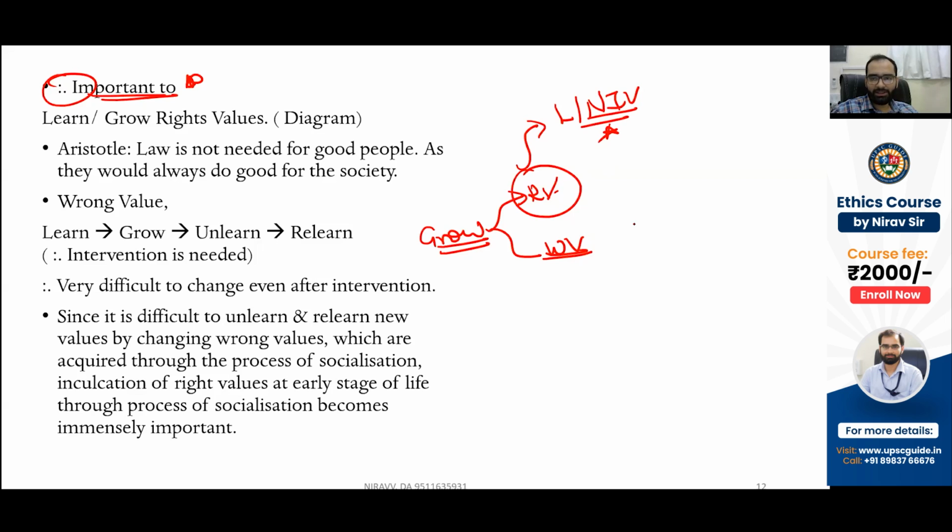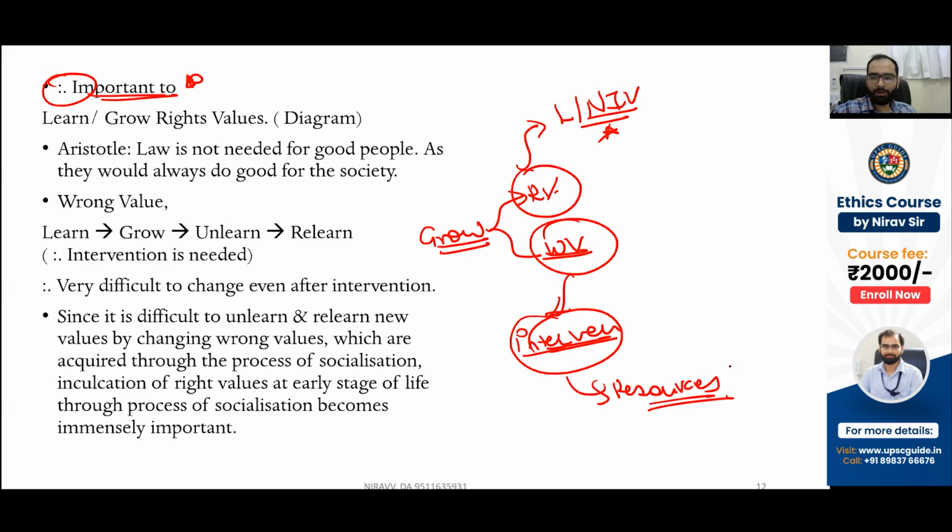But my friends, if you have got wrong values, then major intervention is needed. Are you understanding? And for this intervention, resources are needed. For example, let me explain what I am telling you. If you have learned a wrong value, then you will need intervention.